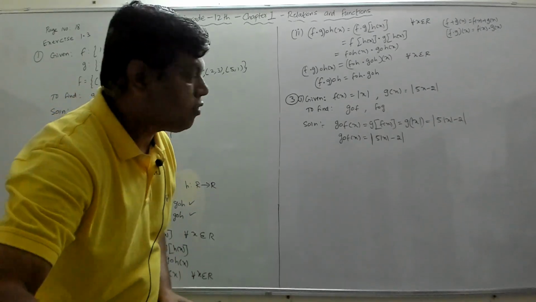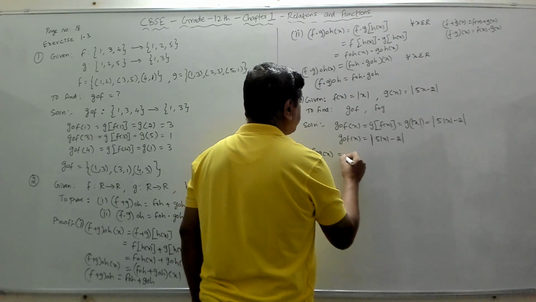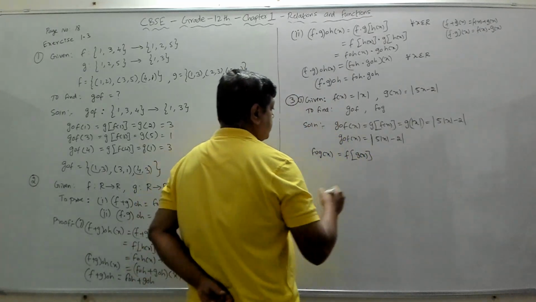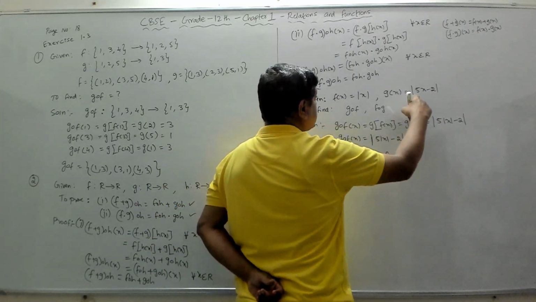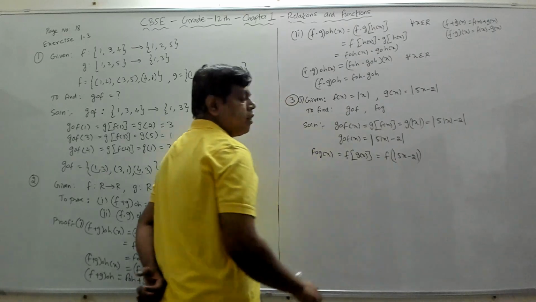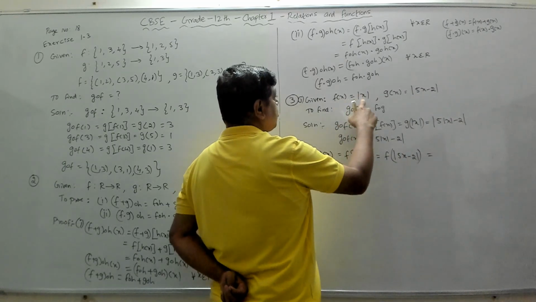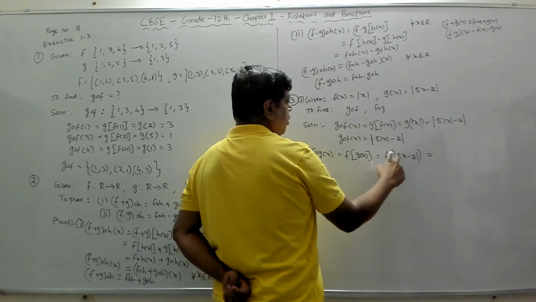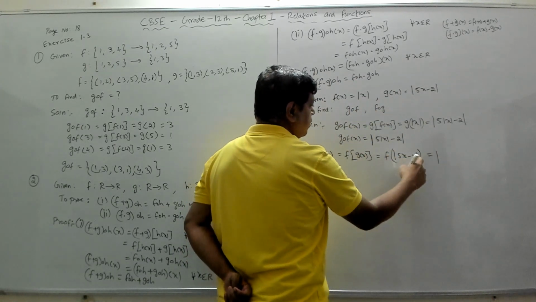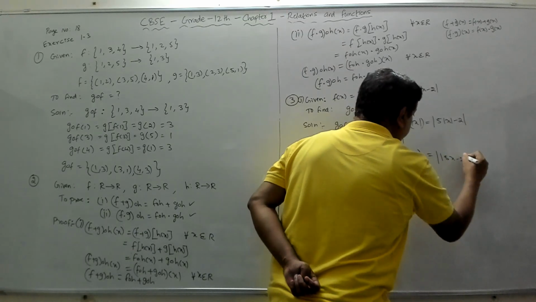Next, we will try to find f of g. Now what is f of g? f of g of x is equal to f of g of x, that is equal to f of, what is g of x? g of x is mod of phi x minus 2. Now what is f of mod of phi x minus 2? f of x is mod x, so I should put mod of phi x minus 2, mod, here.